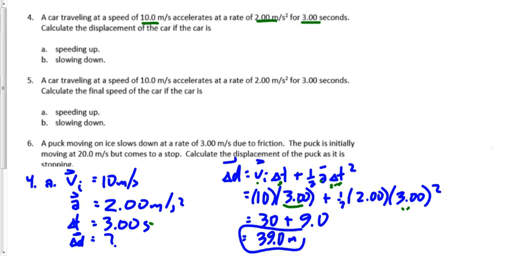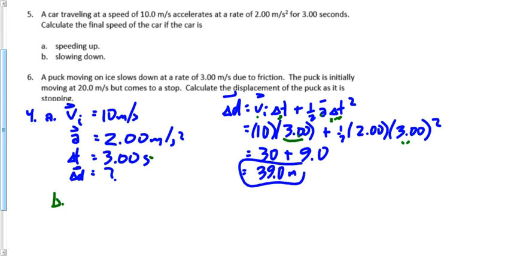Okay, how does question B change things? I'm going to do this in a different color here. How is B different? It's almost the same, isn't it?